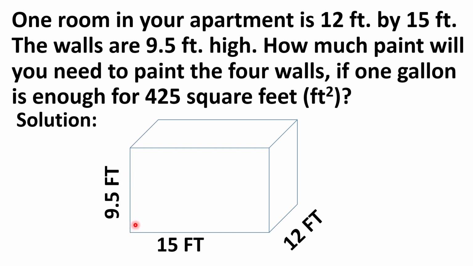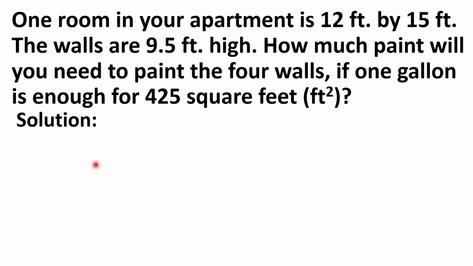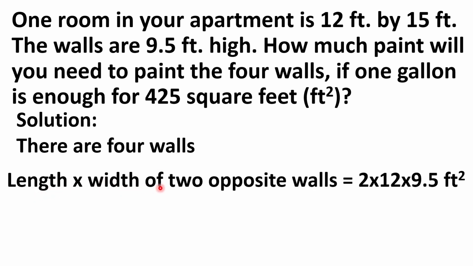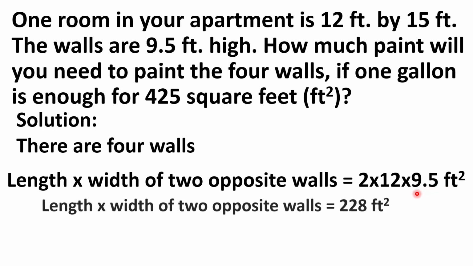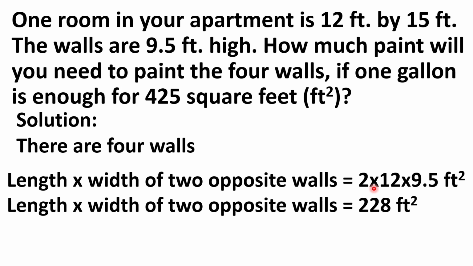So let's start the solution of the question. It's very easy and you can solve this question by many methods. There are four walls, as I told. So length into width of two opposite walls, that is two walls of 12 feet, and the height of these walls is 9.5. So when we multiply these figures, that is 2 times 12 times 9.5, equal to 225 square feet.